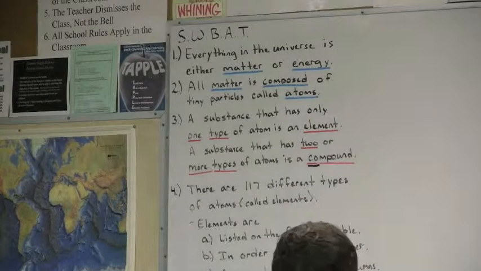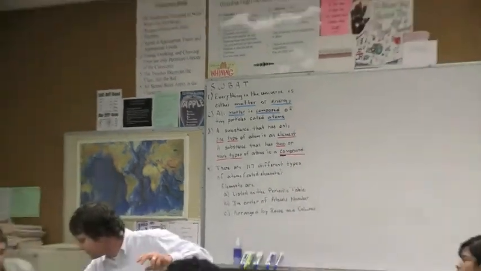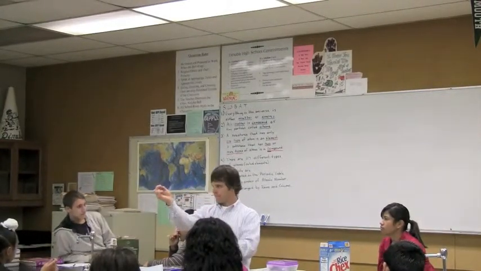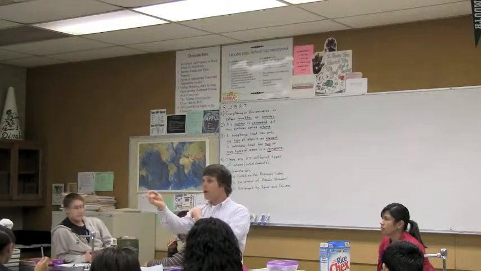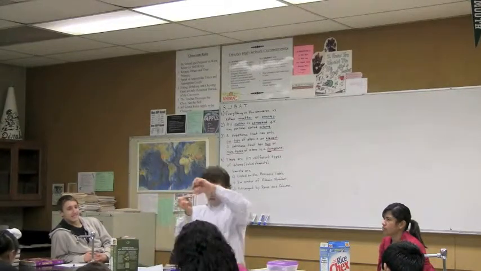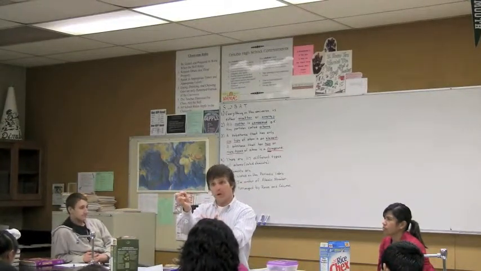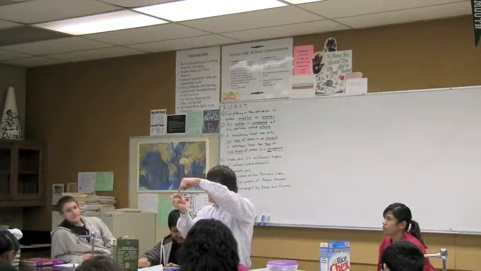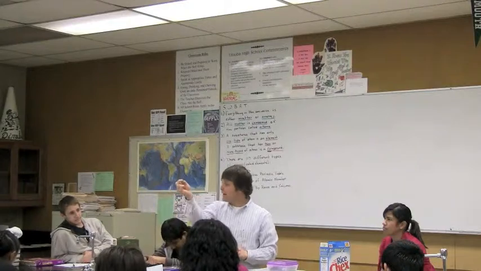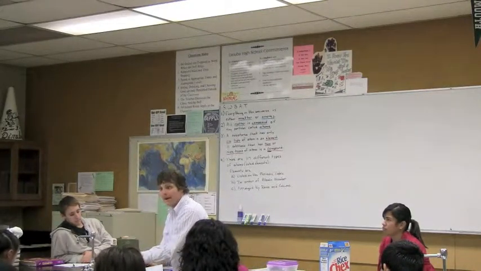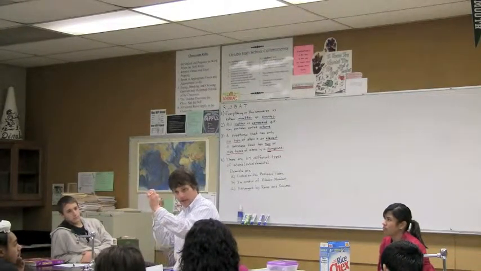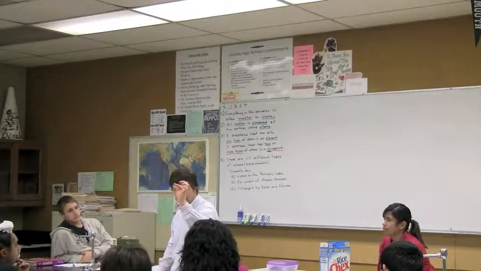Now, if I get the substance from this tray over here, it would also be considered matter. It's not energy, so it's matter, which means it's made up of tiny particles we call atoms. Now, there's no way for you to know it unless I told you, but this turns out to be made up of only one type of atom. If I were to break this up into its individual atoms, I would find out that all the atoms look exactly the same. There's only one type of atom in here.